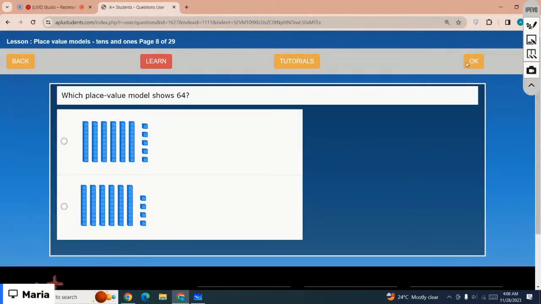Which place value model shows 64? Which is the correct option, option 1 or option 2? The ones digit is 4: 1, 2, 3, 4. And the tens digit is 6: 1, 2, 3, 4, 5, 6. Option number 2 is the correct option. That makes 64.